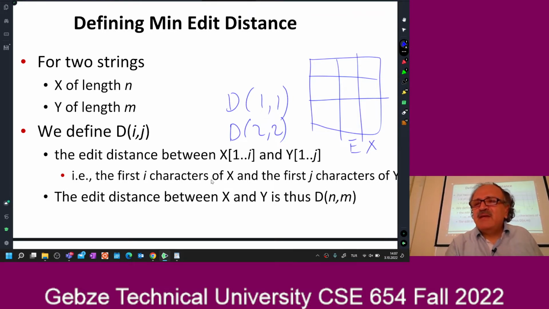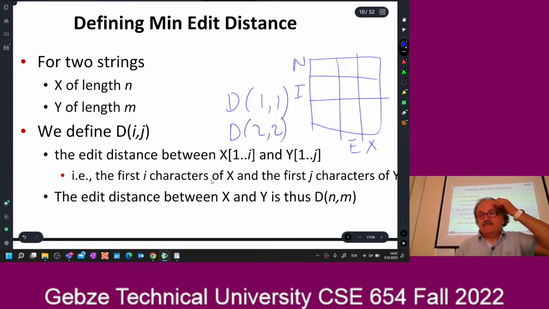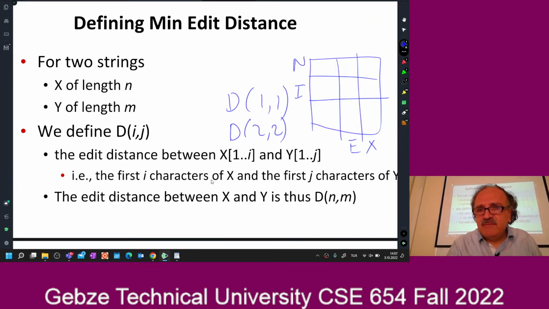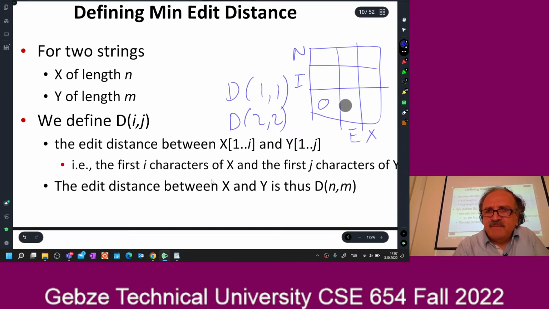What was the second one? Intention? Well, it's not a good idea, but let's say, okay, this is intention. This is 0, 0. It means what? Edit distance between two null strings. Okay, this is 0, 0. Edit distance between two null strings. How about this one? What does this mean?